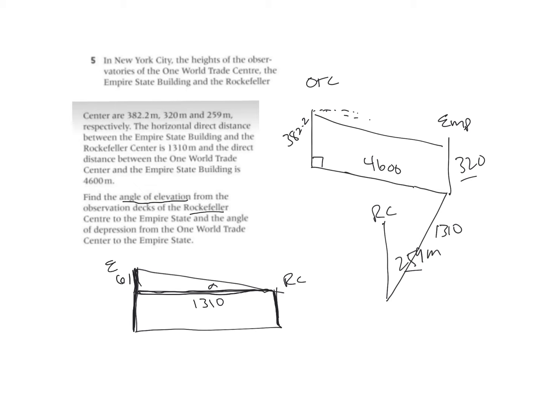So if I want the angle of elevation, I'm looking for alpha there. So that's going to be the tangent of alpha is equal to 61 over 310. And so alpha, going into my calculator here, 61 divided by 310, gives me 11.13 degrees. There's alpha.